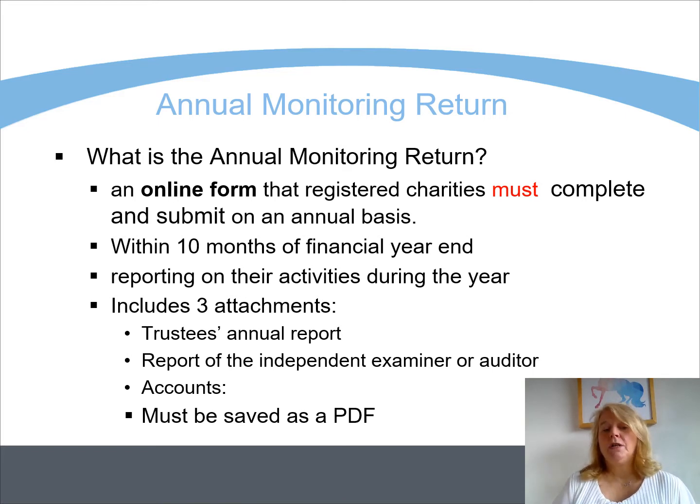And it's really your opportunity to report to your stakeholders, to the public, to anyone interested in your group, your activities during that year. So in addition to the online form, you have to complete 3 documents and those must be uploaded. They need to be saved as PDFs and they need to be uploaded at the end of the annual monitoring return. And those 3 documents are your trustee's annual report, the report from an independent examiner, and a set of accounts.